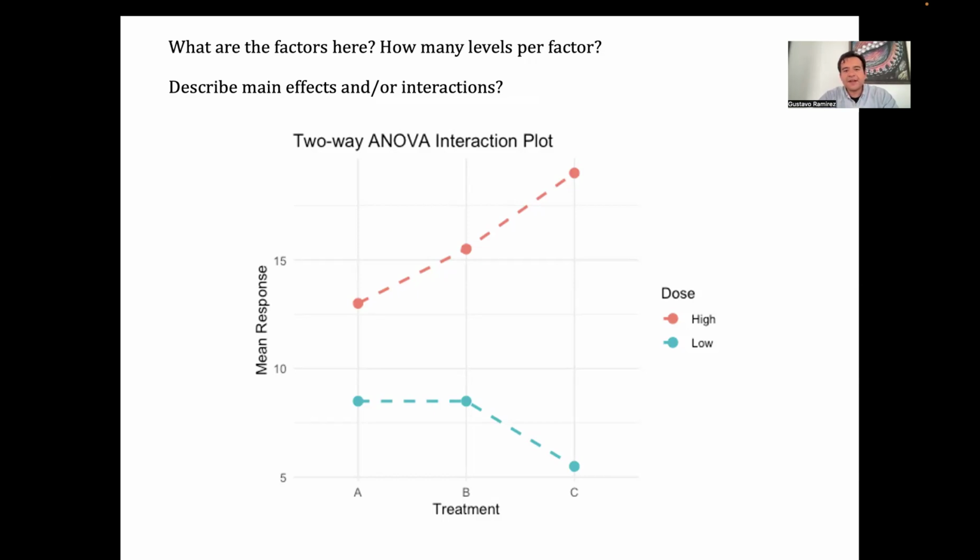Again, the main effects would be whether or not there are differences for the levels of one factor at a time. Those are the main effects. So let's look at that now. Let's look at treatment, one factor at a time.